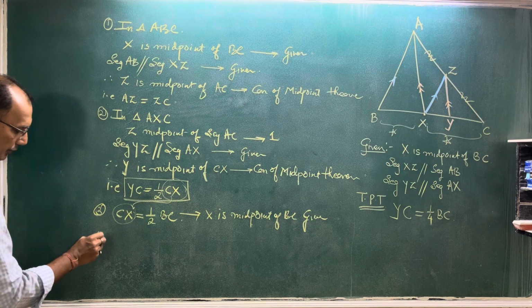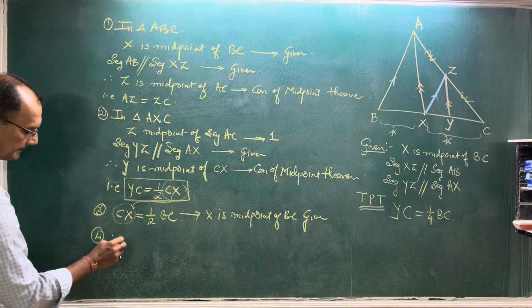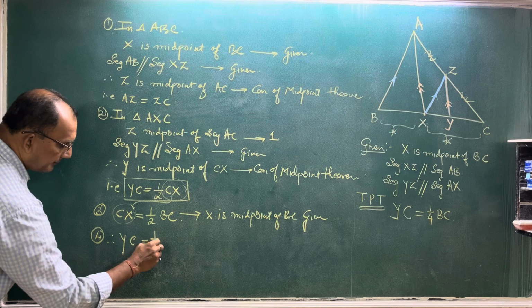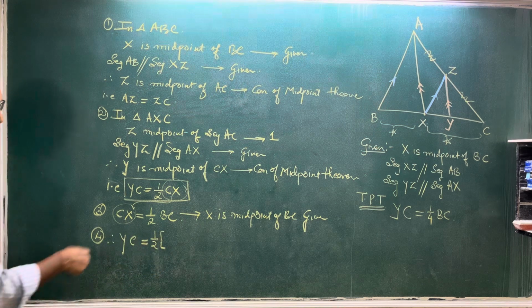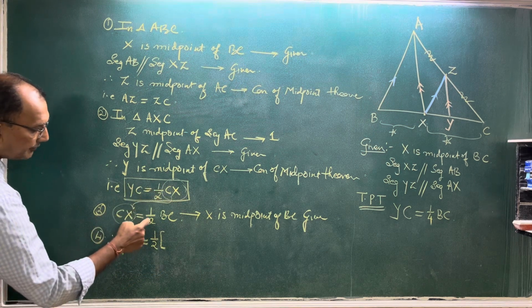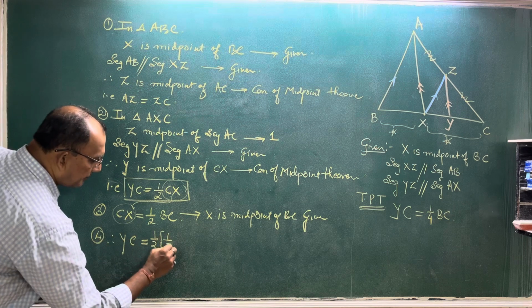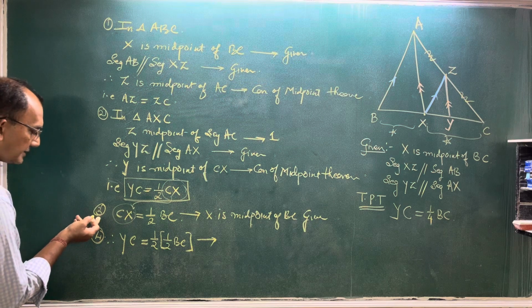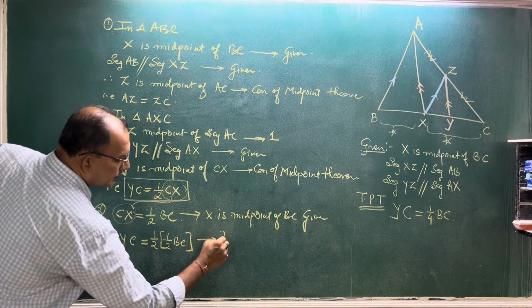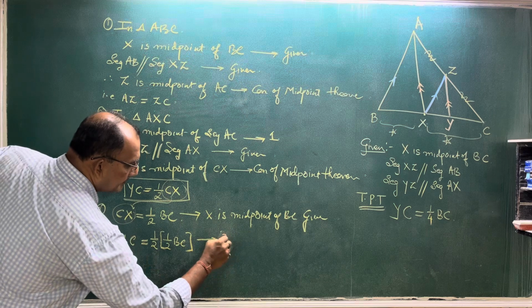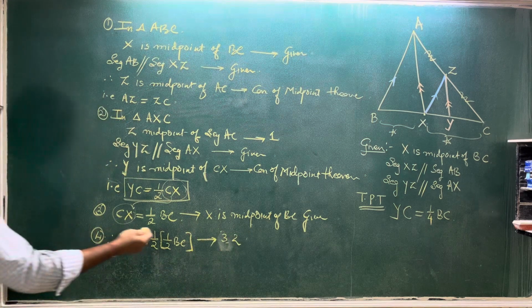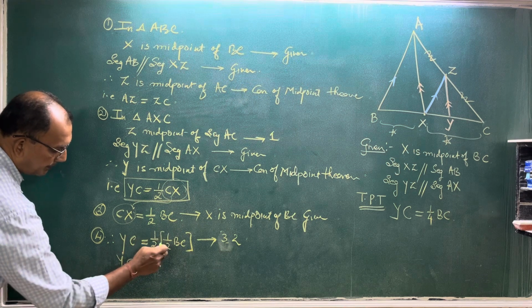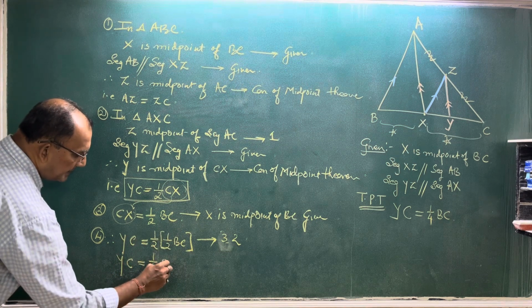So point number 4 gives me YC. Therefore, YC is equal to, half is there. First write that half. Then put bracket. The value of CX is half of BC. So it is half of BC. This I am getting. I am substituting 3's value in statement number 2. So it is 3, 2. Now if I open the bracket, I'll get YC is equal to 1 upon 2 into 1 upon 2 is 1 upon 4 BC.